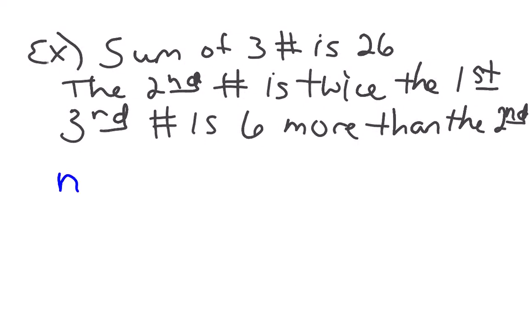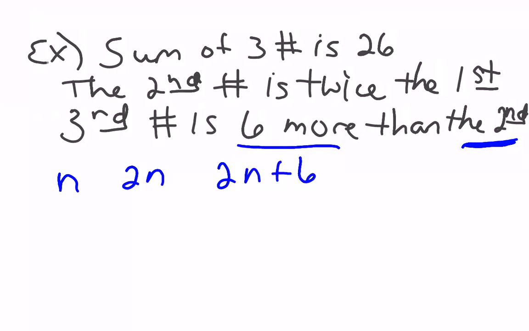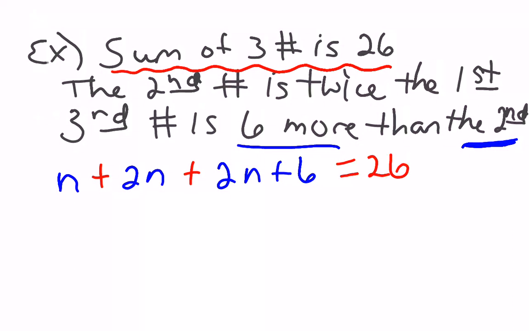N. Now the second number is twice the first, so if the first number is N, 2 times n is 2n, so that's the second number. The third number is 6 more than the second, so be careful, the second number. So if the second number is 2n, 6 more than means plus 6. And then at the top, we said that the sum of the three numbers is 26. So sum means add. And we're going to set that equal to 26.